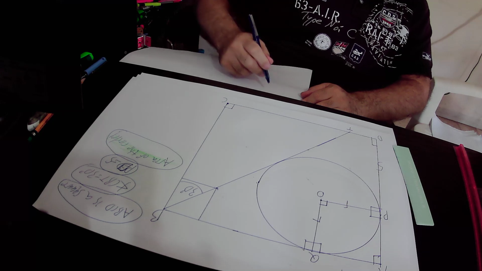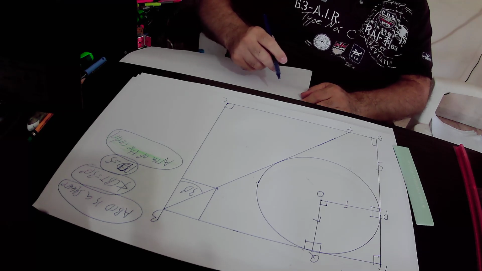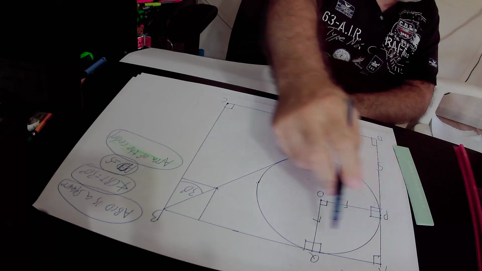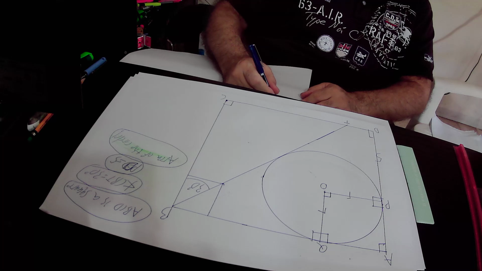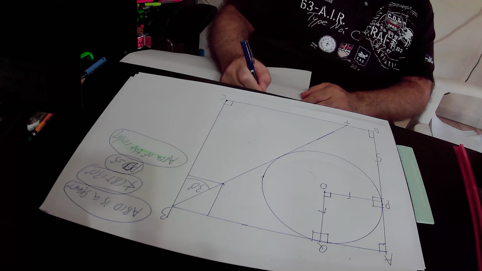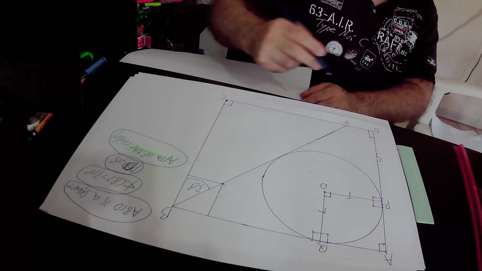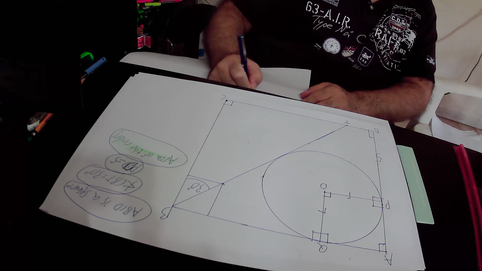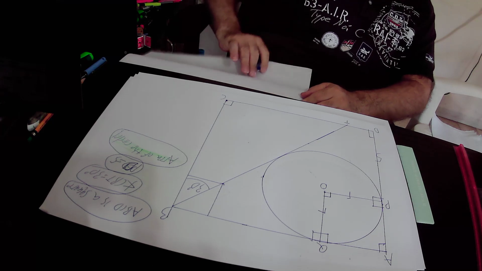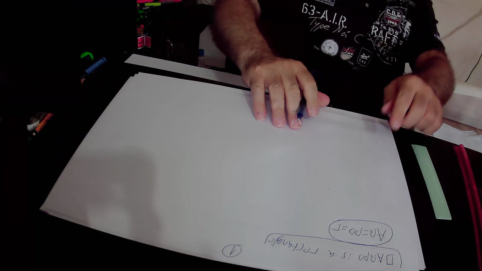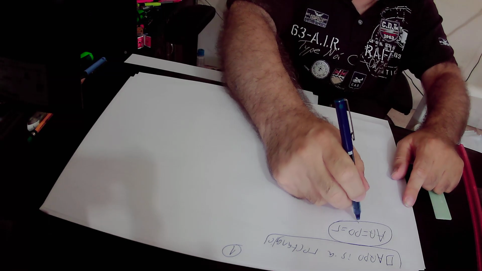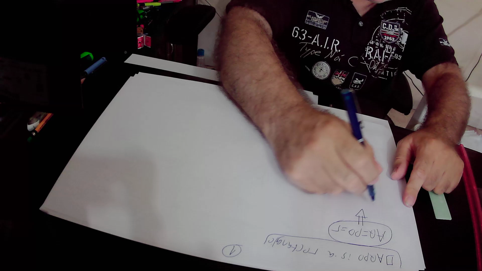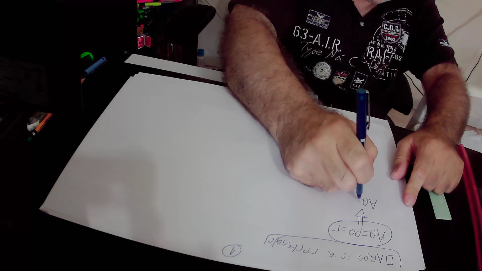But we also know that the opposite sides of a rectangle are equal to each other. That is to say, AQ equals PO. But we have already found out that PO equals R. And from this equation, AQ equals PO equals R, we derive that AQ is also equal to R. AQ equals R.